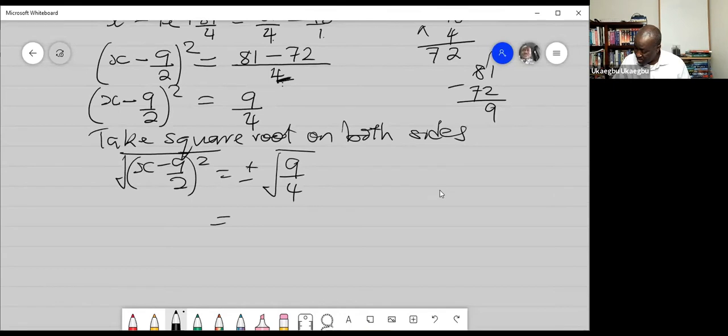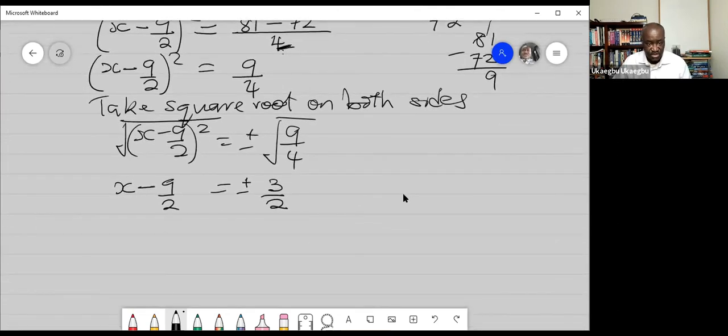So the right side gives you plus or minus 3/2. And this side is x minus 9/2. Okay, so now your result is x equals, transfer 9/2 to the right side. It is negative, so it becomes positive. So you have positive 9/2 plus or minus 3/2.